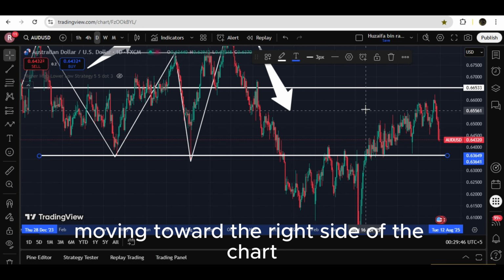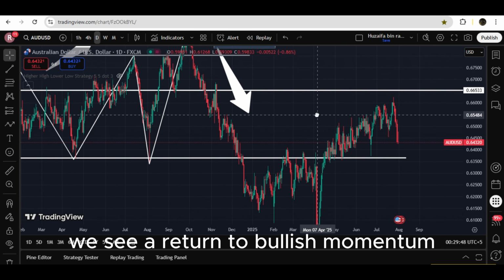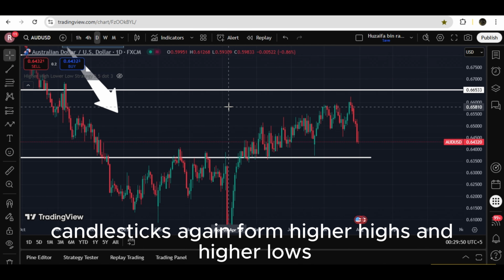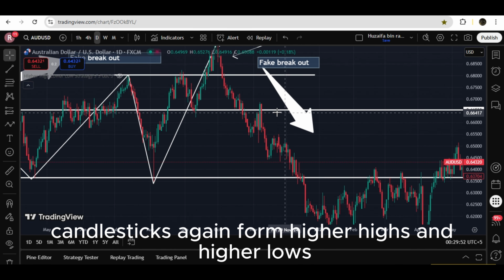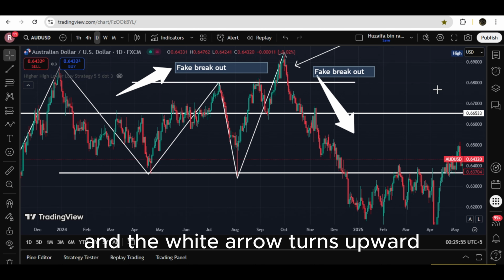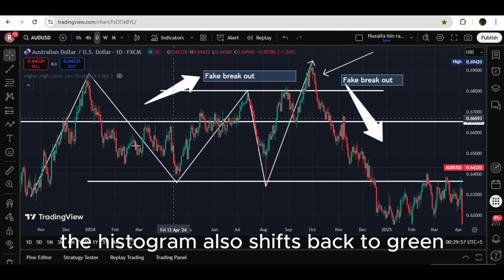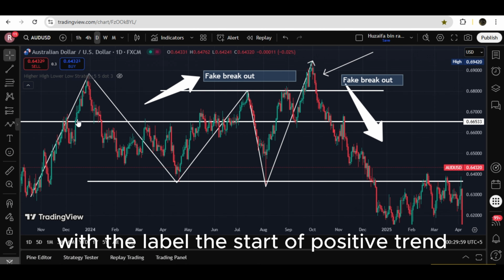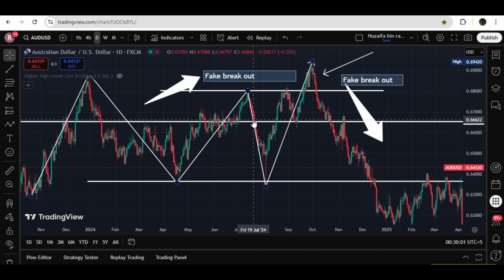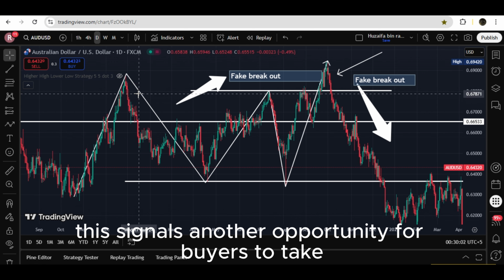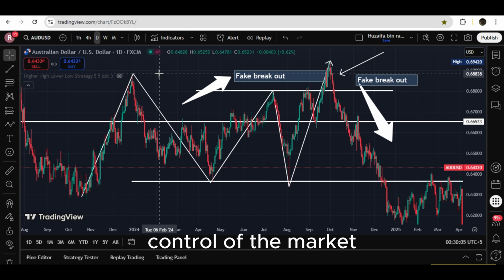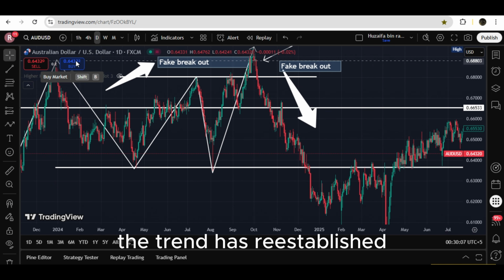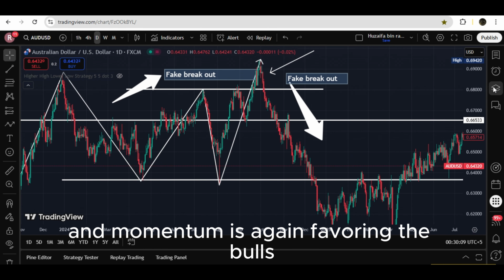Moving toward the right side of the chart, we see a return to bullish momentum. Candlesticks again form higher highs and higher lows, and the white arrow turns upward. The histogram also shifts back to green with the label "The Start of Positive Trend." This signals another opportunity for buyers to take control of the market. The trend has reestablished and momentum is again favoring the bulls.